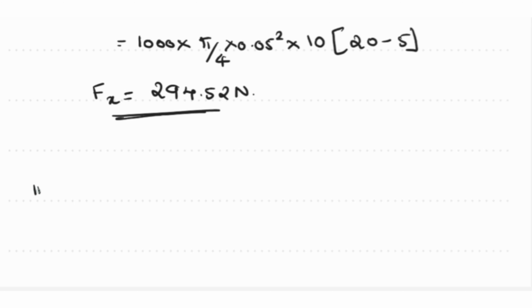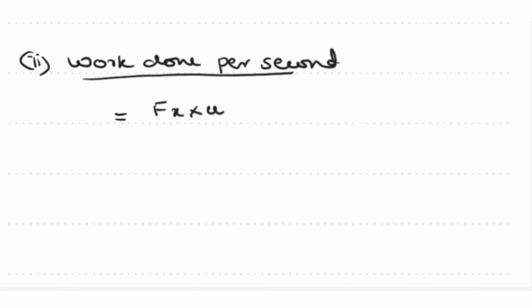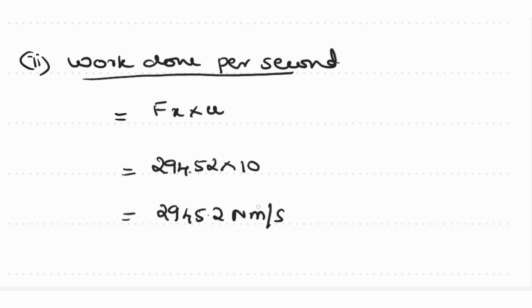The second thing you have to calculate is work done per second, it is given. So work is equal to Fx into U. We can substitute directly. Fx is 294.52 into U is 10. So that is 2945.2 Newton meter per second, or we can also write it as watt.